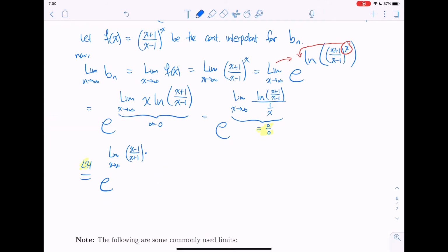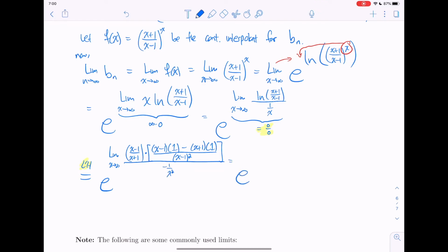This is going to require a quotient rule. We're going to get low d high. The derivative of x plus 1 is just a 1. Minus high d low, again just a 1, all over low squared. And that's just the derivative of the top in the L'Hopital rule. Now we need to divide by the derivative of the bottom, which is of course negative 1 over x squared.